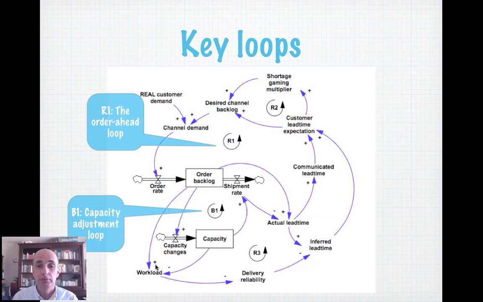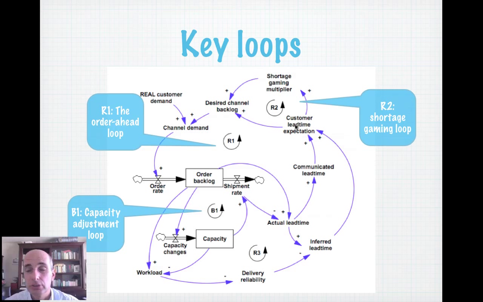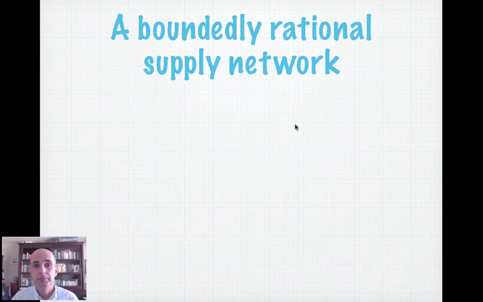So the workload is driven from the ratio of backlog and capacity. When that goes up, longer lead times will result, but also lower reliability. Customers over time find that out, and when they find that out, then indeed you have the shortage gaming loop, because when they found out that actually they shouldn't be counting on getting their orders in the lead time that the OEM is communicating with them, they may be incentivized, triggered to cheat a little and ask more than they really need.